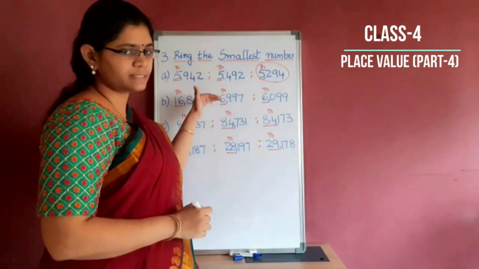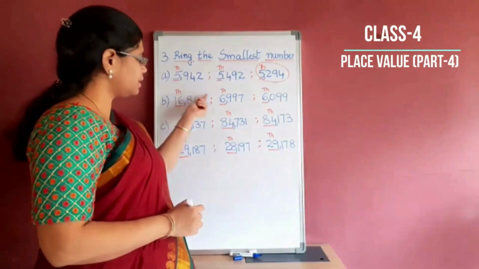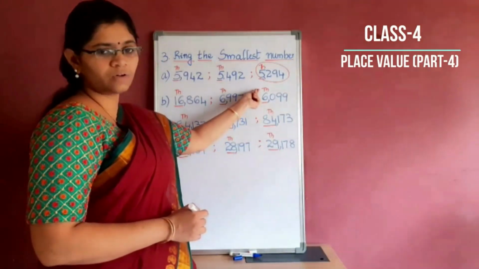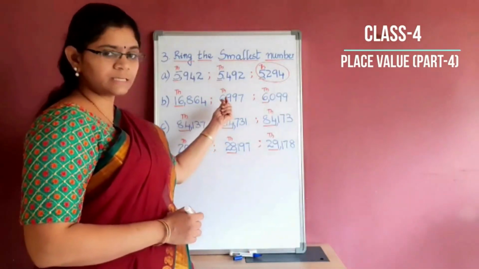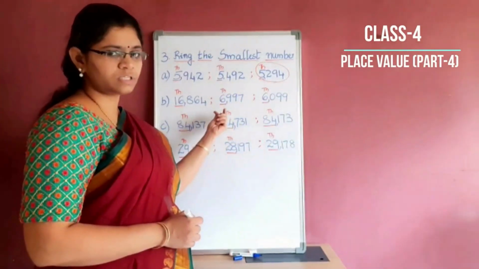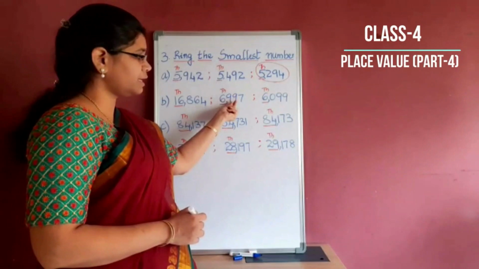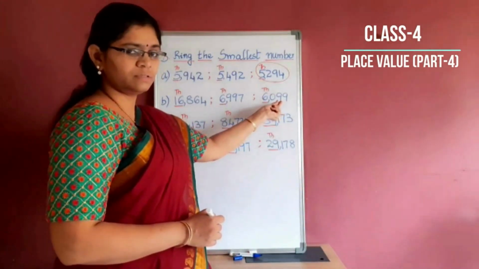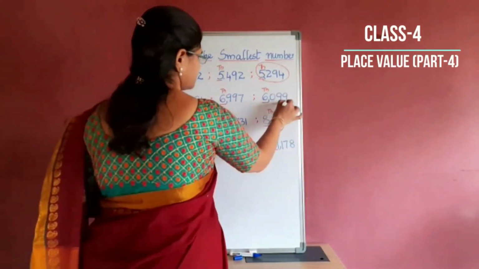Now let us see the next sum. Here we have 16 in the thousands period. Here I have 6 in the thousands period and 6 again in the thousands period. Which is smaller, 16 or 6? 6 is smaller. But I have two numbers with 6 in the thousands period. Which one should I select now? This is 6,997. This is 6,099. This is just 99. So this is smaller.